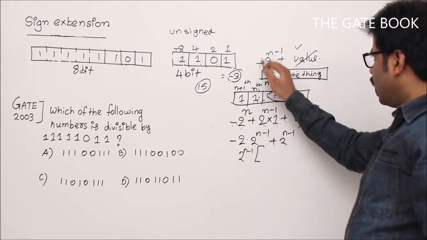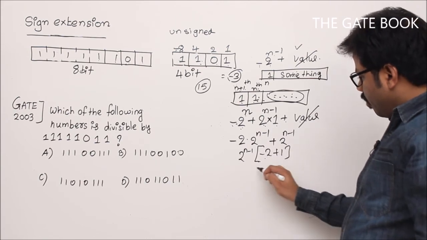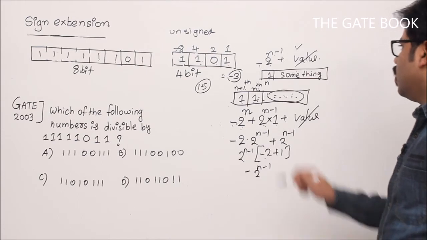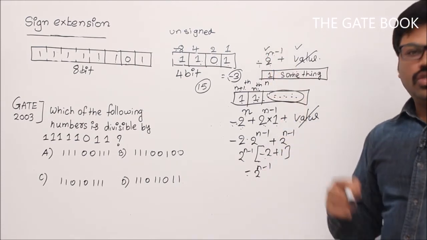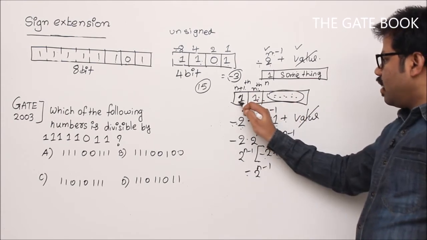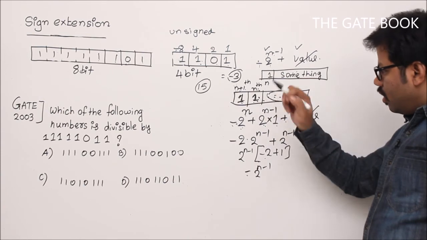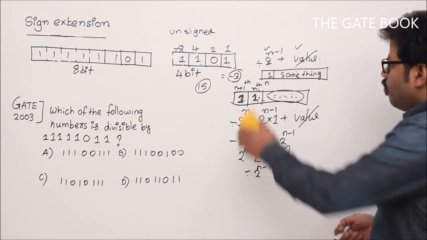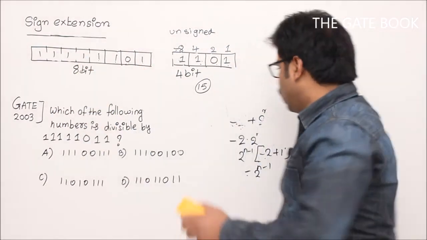If I simplify, 2 power n minus 1 is common, so you will understand the reason for that. Minus 2 plus 1, so minus 1 into 2 power n minus 1, which is minus 2 power n minus 1. See, you have minus 2 power n minus 1 here and here. So by adding an extra 1 to the existing pattern, when you already have a 1, there will not be any change in the answer. That is why we can extend to any number of ones.